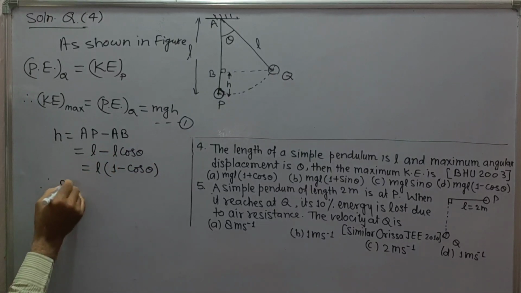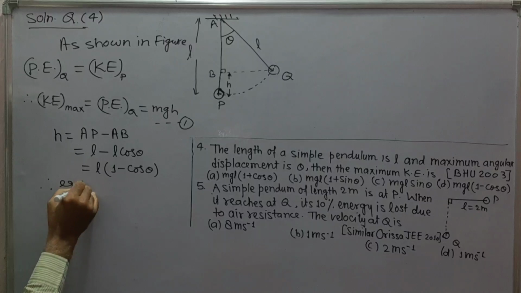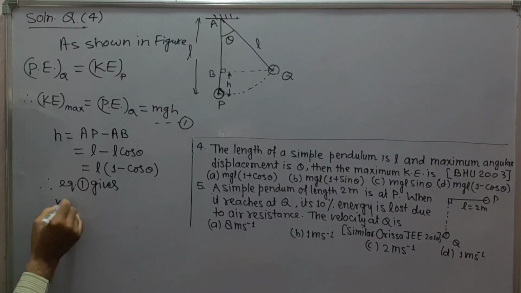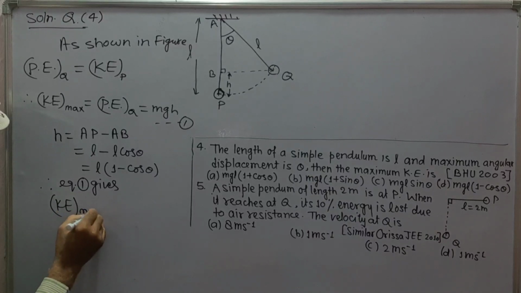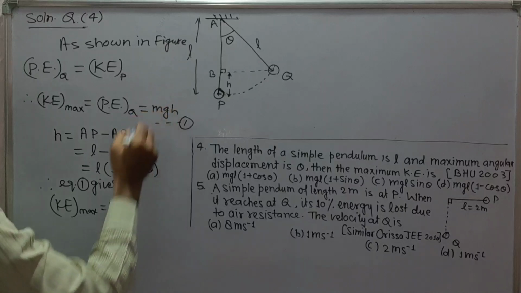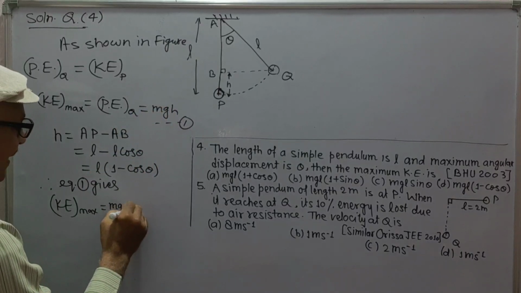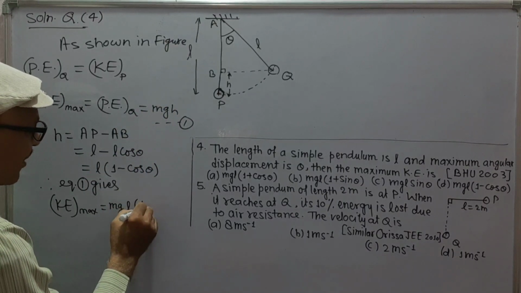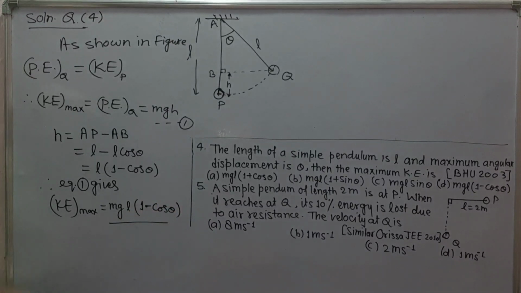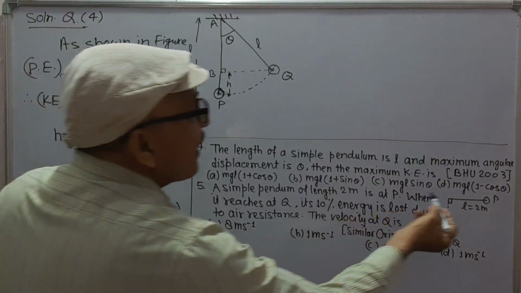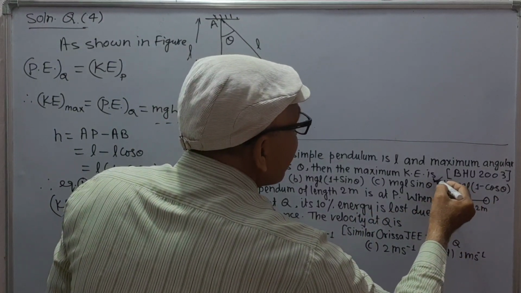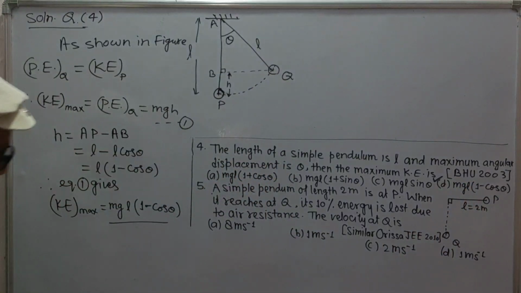Therefore, equation 1 gives maximum kinetic energy as mg into h. H is L into 1 minus cos theta. So the correct option will be mgl 1 minus cos theta, that is option number D is the correct option.